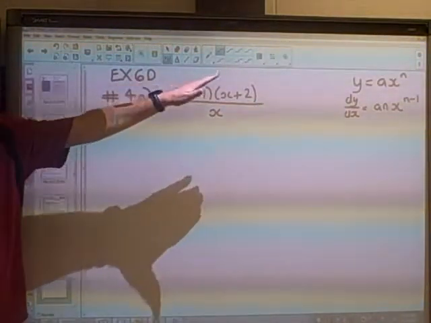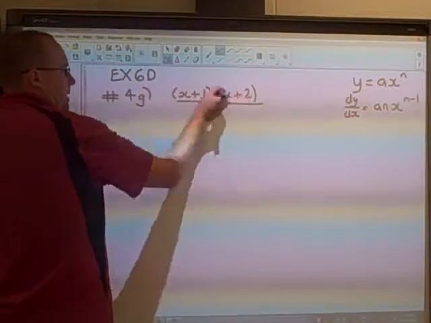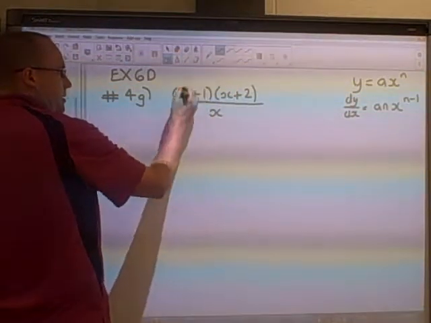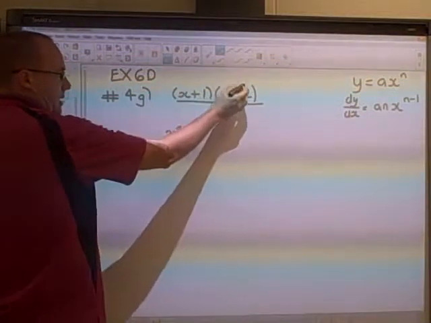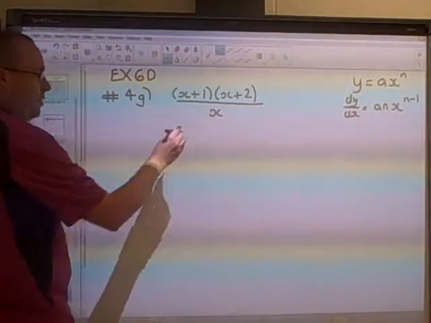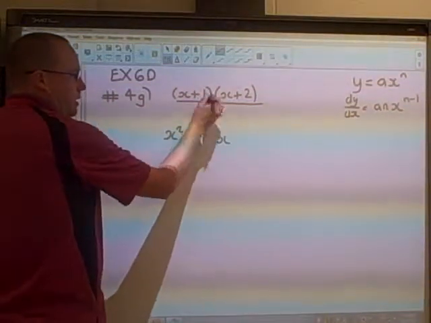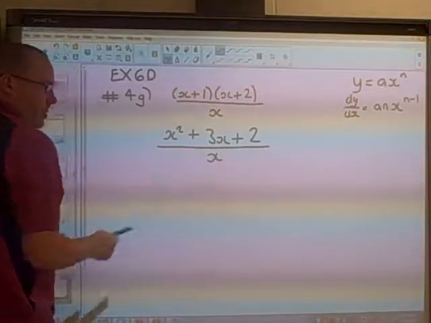So we have to make it look like that, and if it's not, then we have to make it look like that. So I can see I've got some parentheses here, so I can certainly distribute. So x times x is x squared, x times 2 is 2x, 1 times x is x, so 2x plus 1x gives me 3x, 1 times 2 is 2, and then divide by x.